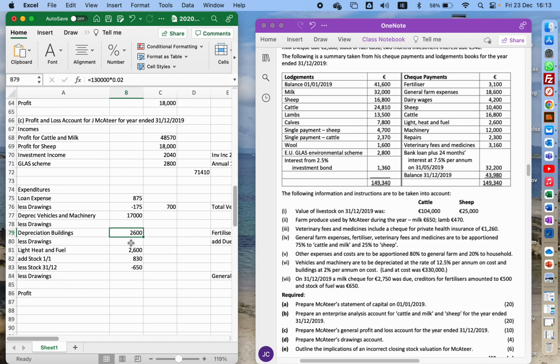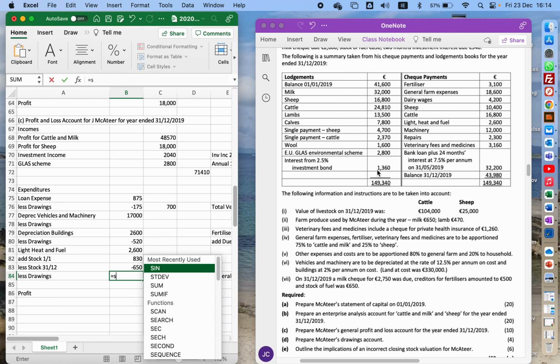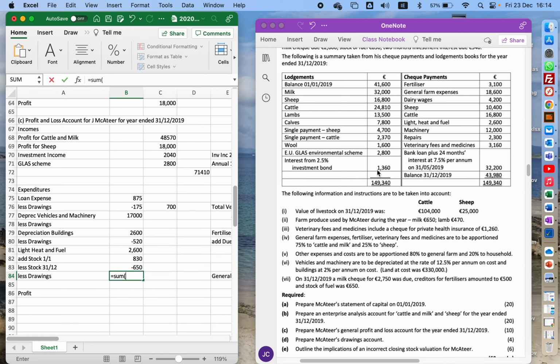So depreciation of buildings. So we've got 130,000 worth of buildings once we've taken the 330 away from the 460 for the total of land and buildings, so that leaves 130. So the drawings then is going to be that total figure times 20%, and our drawings for light, heat and fuel is going to be, if I add up all of those, so whatever my total figure here, I'm going to get 20% of it.